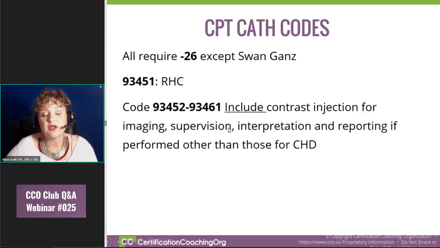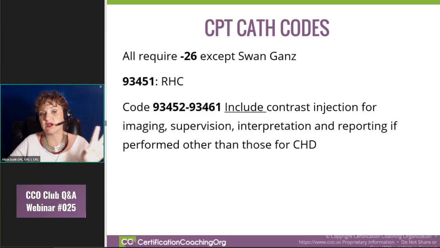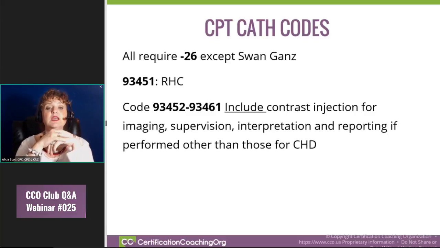Be aware that all of these codes that we're talking about are going to get a modifier 26, except if it's a Swan-Ganz. Now, Swan-Ganz is a little bit different, and that's another whole lecture. We'll talk about that another time. So modifier 26 is going to be used again and again. The very first CPT code that we need to mention is 93451. That's for a right heart catheterization.